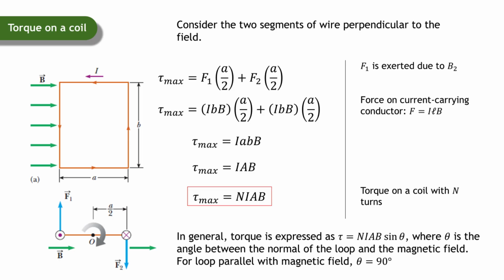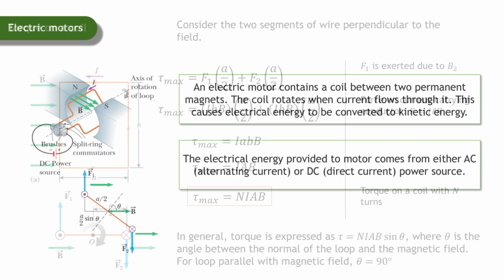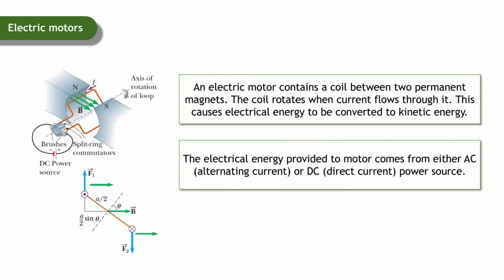By summing the moments of the forces on the perpendicular segments, we can derive the maximum torque. For a single loop, this torque is the product of current, loop area, and field strength, and for a coil with n turns, the maximum torque is expressed as τ_max equals NIAB. More generally, torque is expressed as NIAB sin θ, where θ is the angle between the magnetic field and the normal to the loop's surface. For a loop parallel to the field, this angle is 90 degrees.